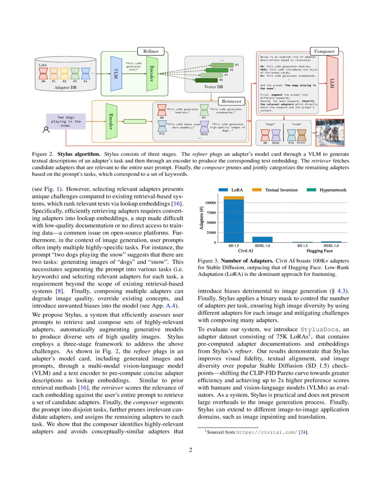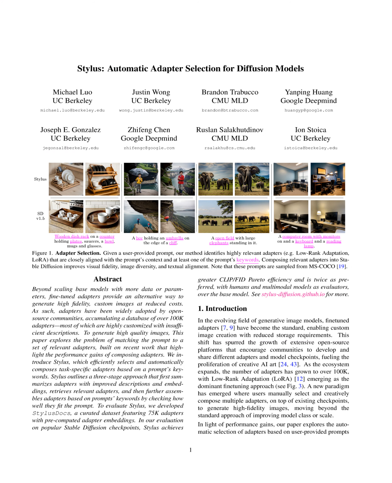The system employs a three-stage framework: refine, retrieve, and compose, to refine adapter descriptions, retrieve relevant adapters based on user prompts, and compose them into tasks, ensuring semantic alignment and avoiding biases detrimental to image generation. Stylus also introduces a masking strategy to control the number of adapters per task, promoting image diversity and minimizing the risk of undesirable effects from composed adapters.